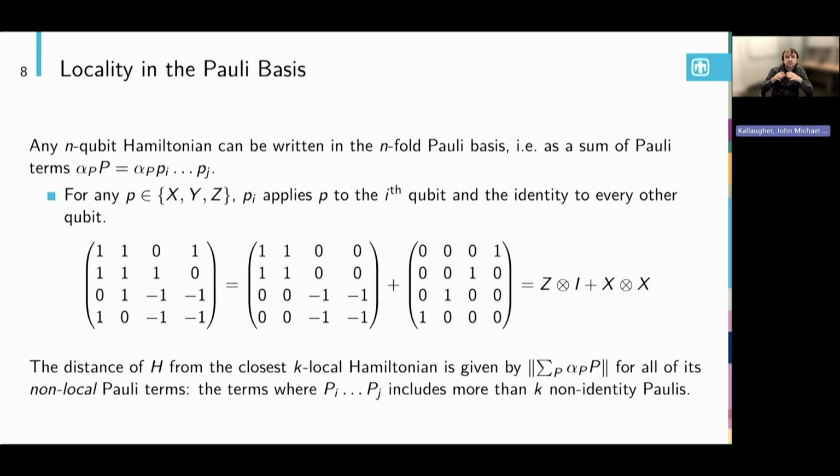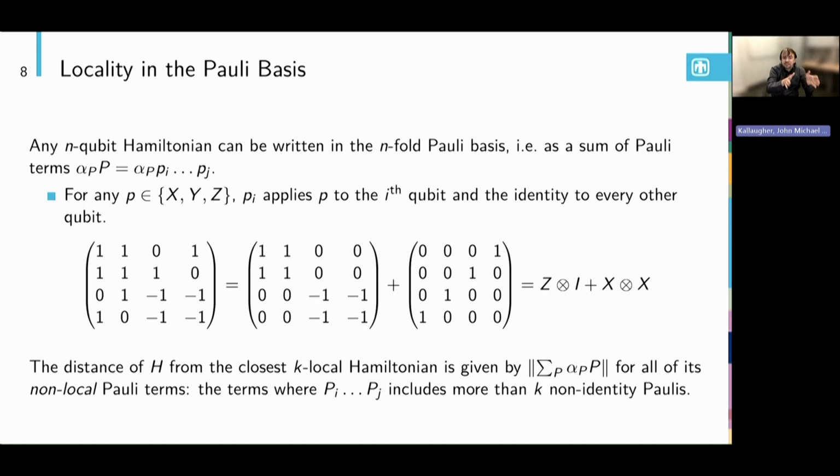Now, why am I telling you about this? Well, it's because writing Hamiltonians in this way is very convenient because it gives you a really nice definition of the distance of a Hamiltonian from locality. Every one of these Pauli terms is either local, which means that it involves fewer than k non-identity Pauli matrices being applied to the qubits, or it's non-local. It has more than k non-identity Pauli matrices being applied to the qubits.